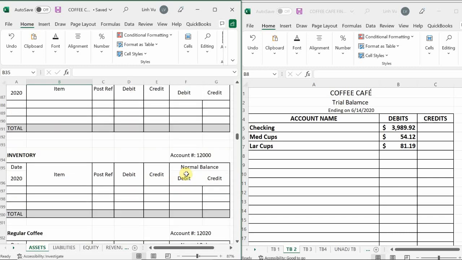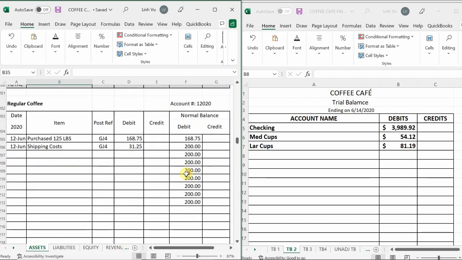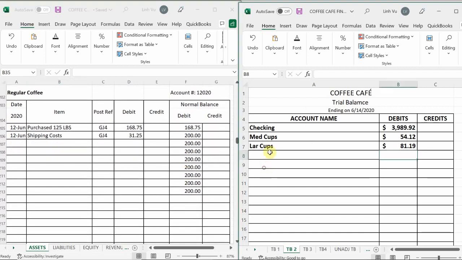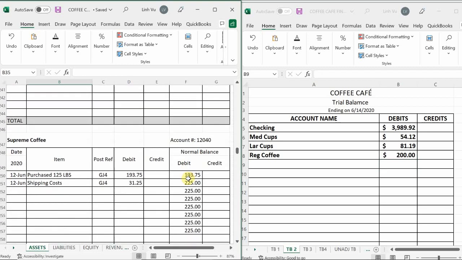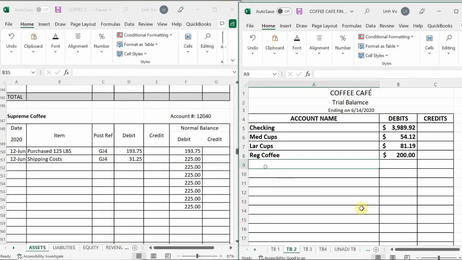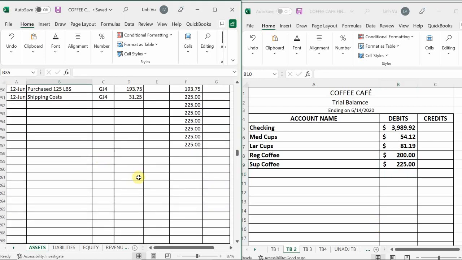Right? Did we buy any inventory? Yes, we did. We bought regular coffee, which is $200. And what else did we buy? The Supreme coffee for $225. Okay.